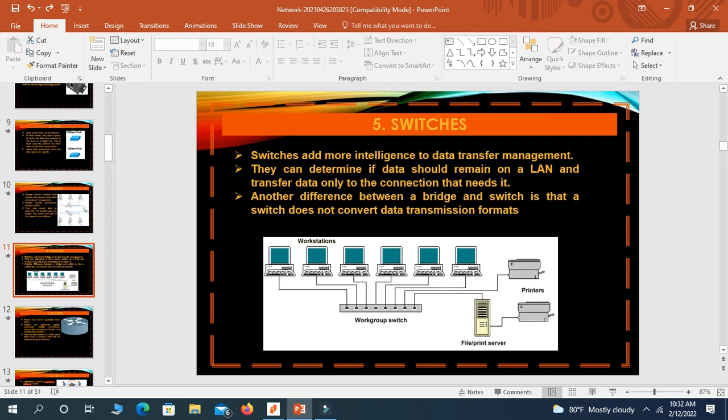Is it understood? So we can say a switch is an intelligent device, a bridge is not. Both serve a similar kind of purpose and are similar in nature. But a switch, you can say, is an intelligent device. This is one important point you should understand. Another difference between a bridge and a switch is that a switch does not convert the data transmission formats.